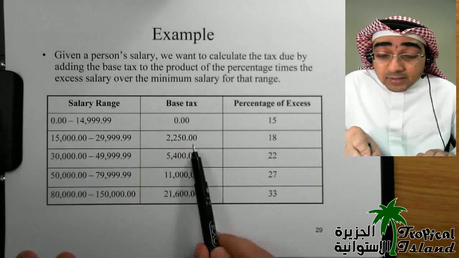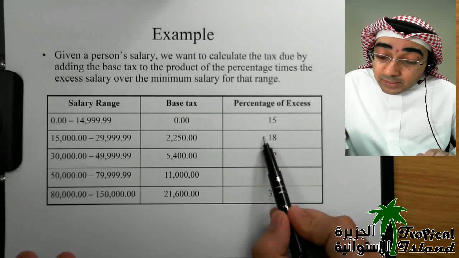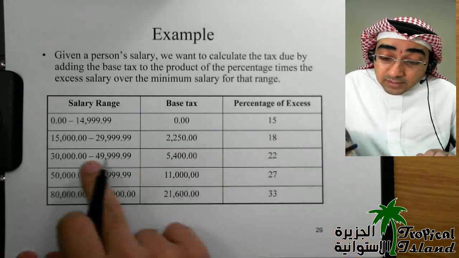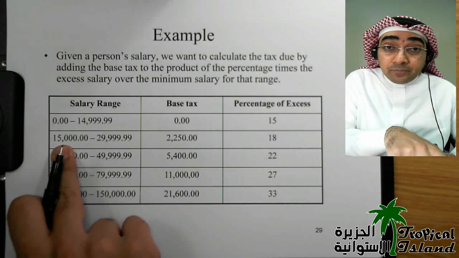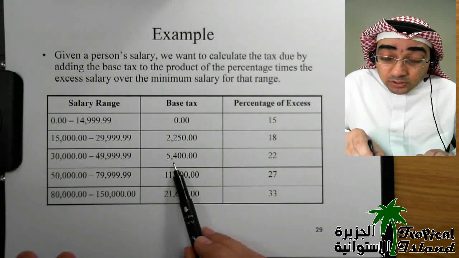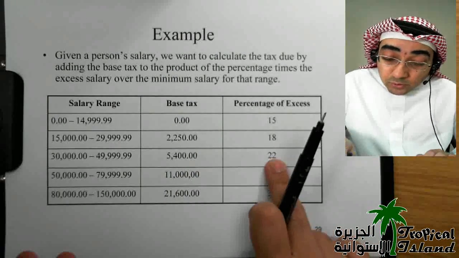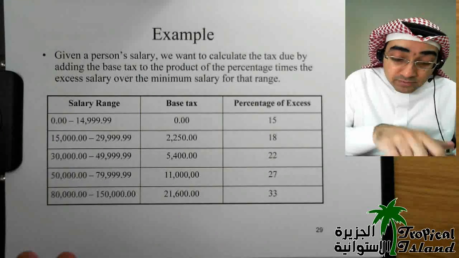So you will pay this, a fixed amount. In addition to that, you're going to pay 18% of your current salary minus 15,000. And if you are between 30,000 and 49,000, you're going to pay 5,400, and in addition to that, 22% of your salary minus 30,000.